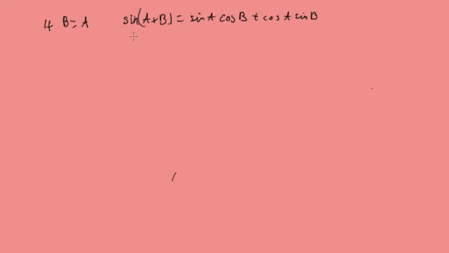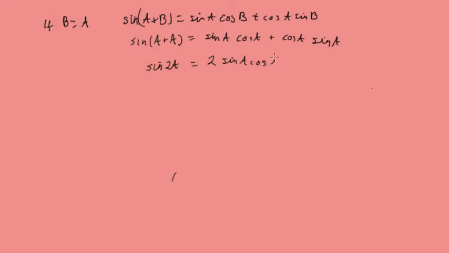Now if we have sine A plus A, we have sine A cos A plus cos A sine A, and that's sine 2A, and tidying it up we get 2 sine A cos A, and that's the double angle formula for sine. Likewise, we're going to use the same for cosine.